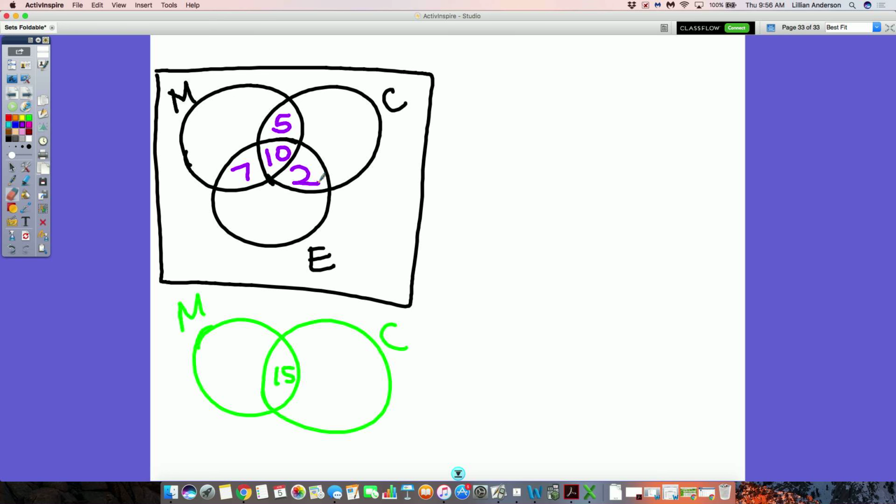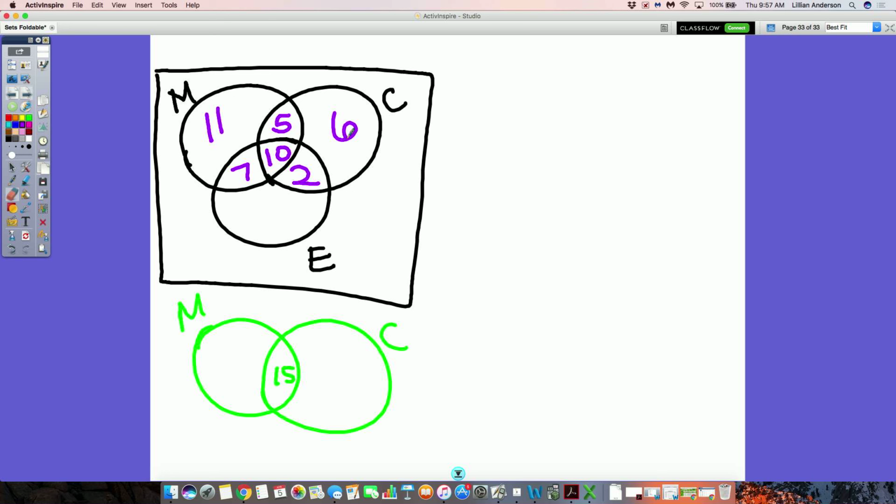Now it says 11 study music only, which means that in only music you should have 11. And then only chemistry study 6, so 6 there. And this is your complete diagram here. Okay? It gave you all the information. It's put in there. So that'll be your answer to A.